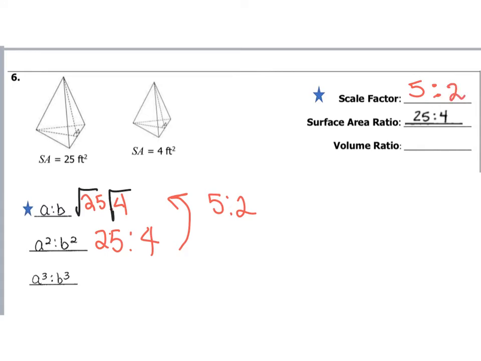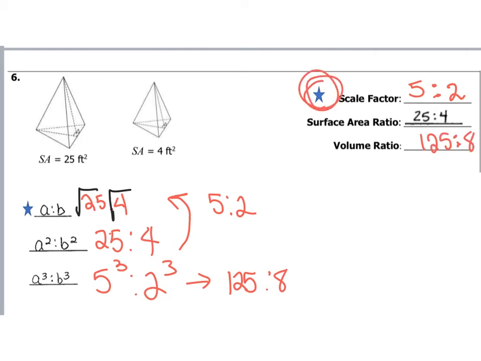And then if I want to go to my volume, 5 cubed to 2 cubed, which gives me 125 to 8. Why do I have a star here? This is my home base. No matter what they give me, first step is always go back to the scale factor. And we will demonstrate that.